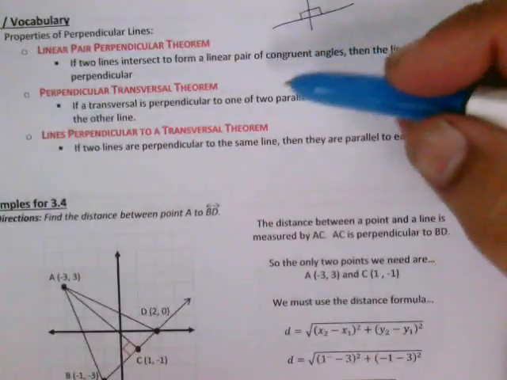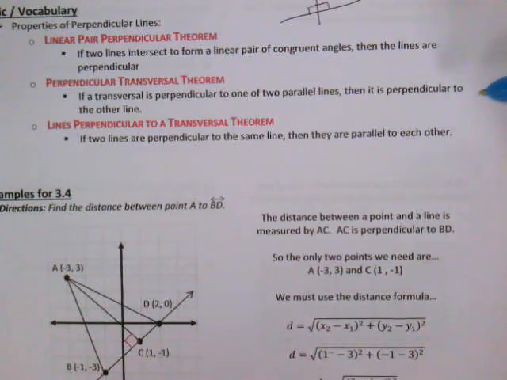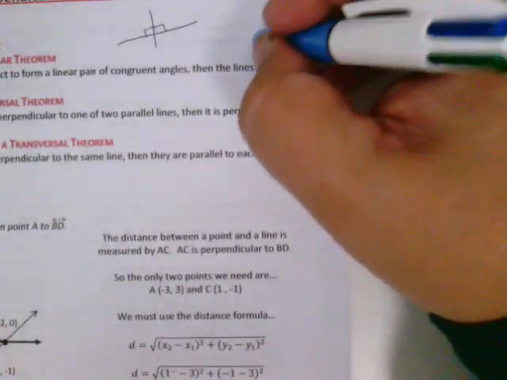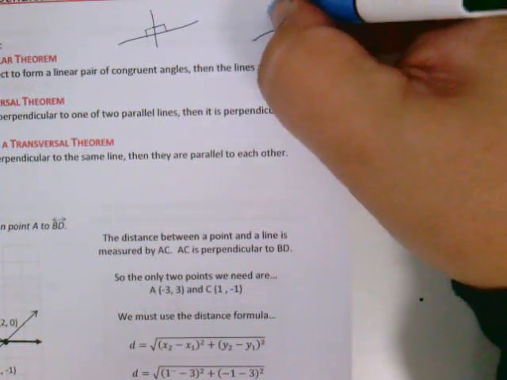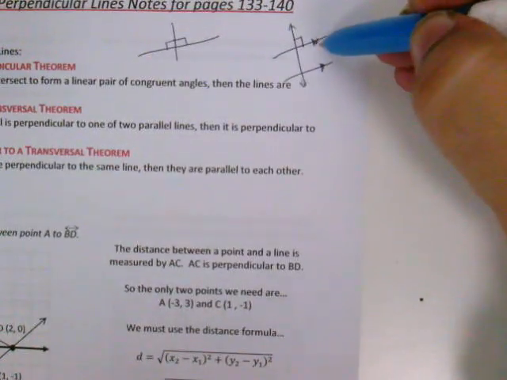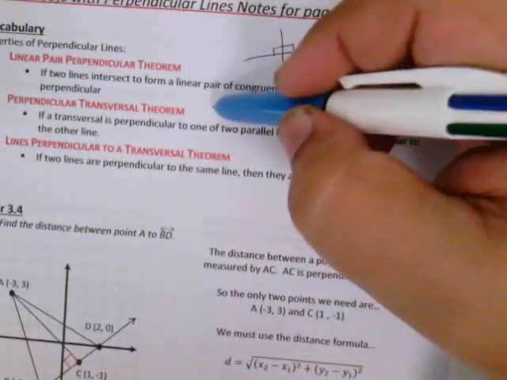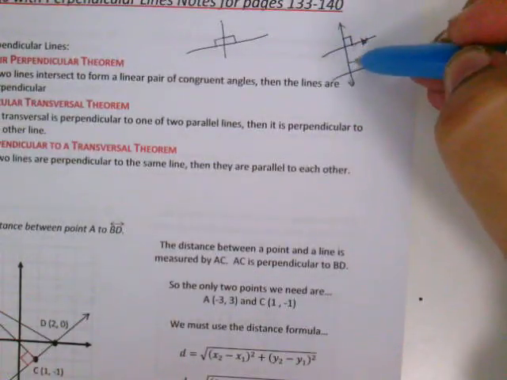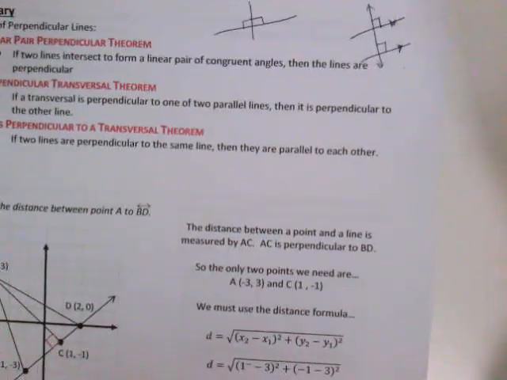Perpendicular transversal theorem: if a transversal is perpendicular to one of two parallel lines, then it is perpendicular to the other one. Okay? So one more time here. If we have two parallel lines and we get a transversal and it's perpendicular to the first parallel line and we don't know about the other one, we do, because according to the perpendicular transversal theorem, if it's perpendicular to one, it's perpendicular to all of the lines that are parallel.